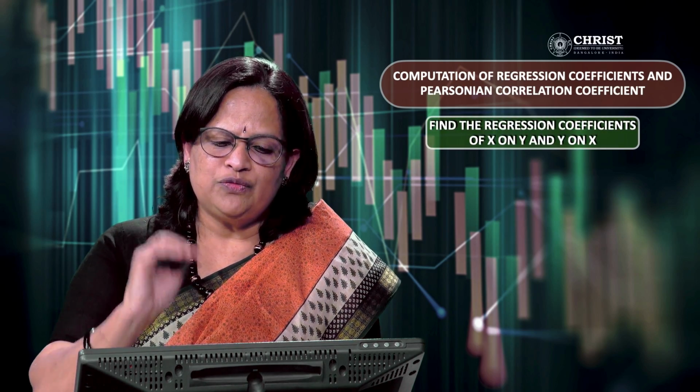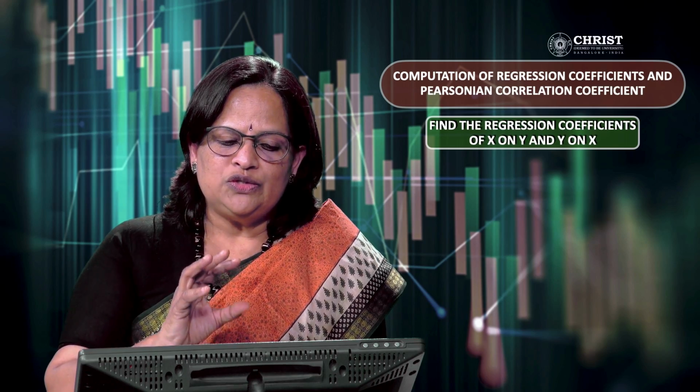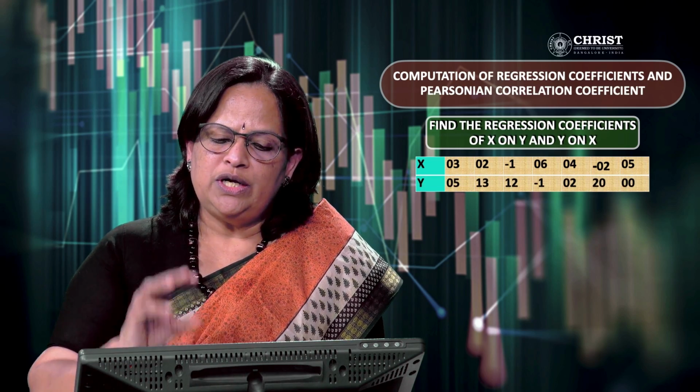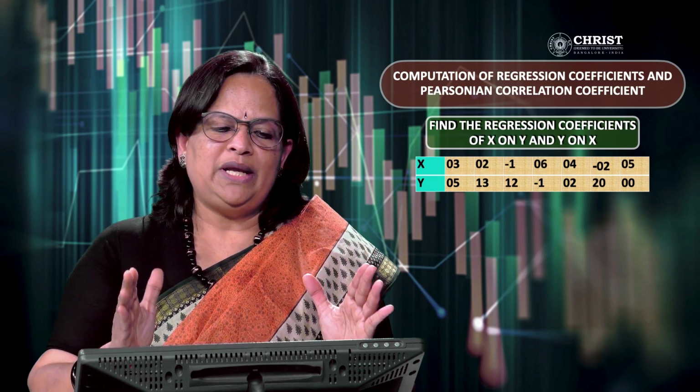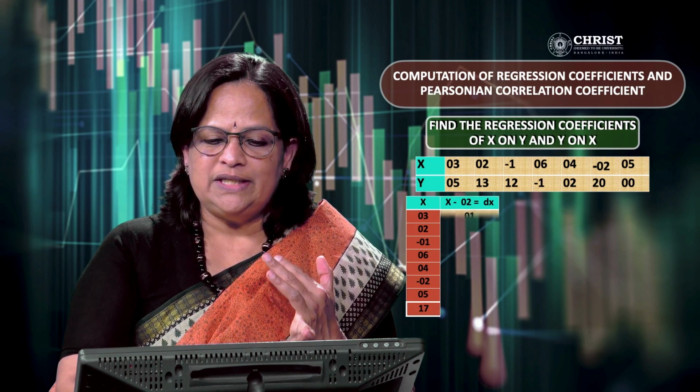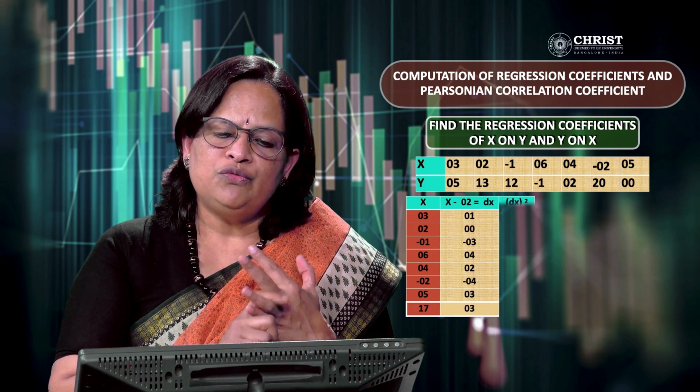Now one problem we will do. Find out the regression coefficients of x on y and y on x from the following information. Values of x: 3, 2, minus 1, 6, 4, minus 2 and 5. Values of y: 5, 13, 12, minus 1, 2, 20 and 0. Now this table will explain the computation. I have used 2 as the deviation for x series and 7 for the deviation for y series.